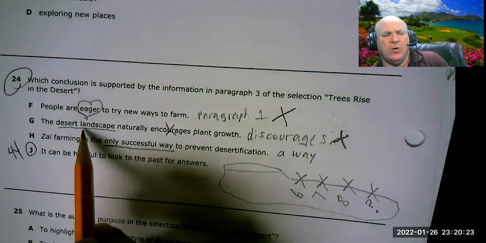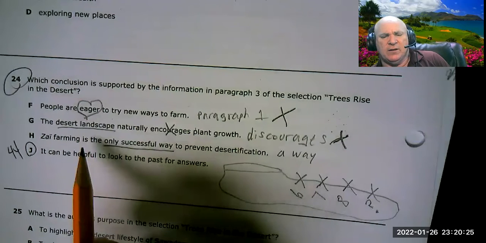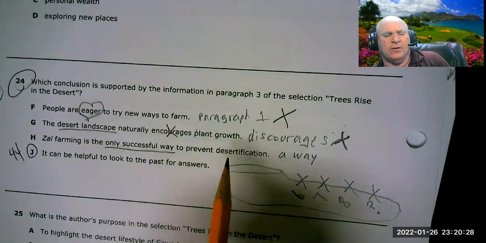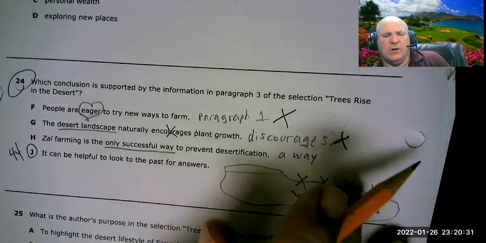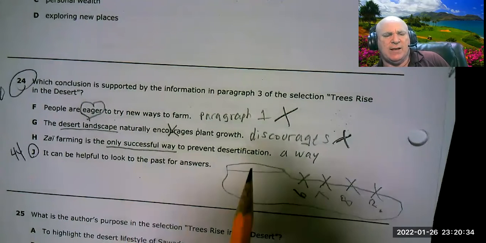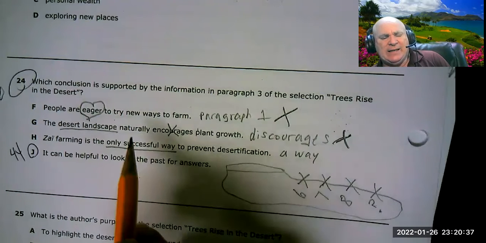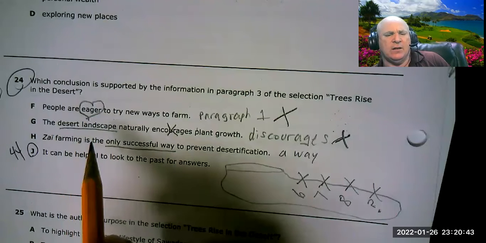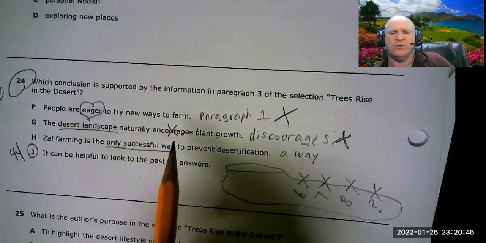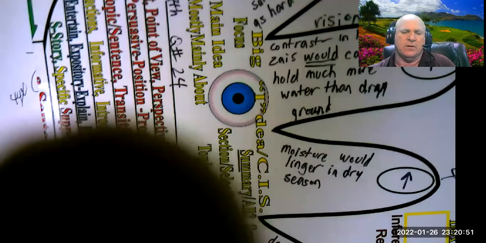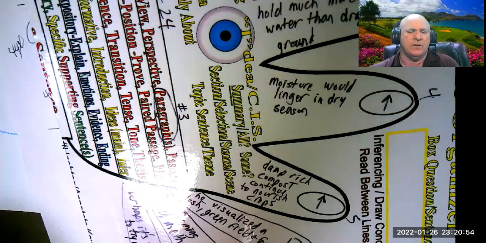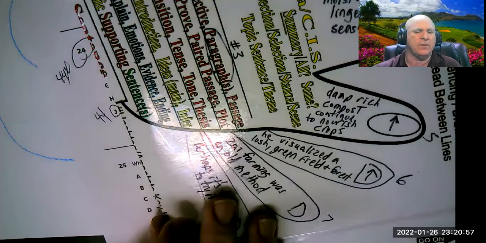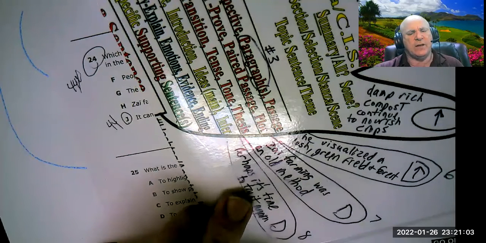Zai farming is the only successful way to prevent desertification. Well, it was a way to use desert to be able to plant. They didn't say it was the only way. He said it in the last two sentences, which are critical to our answer choice. He said, let's take a look, Zai farming was an old method, and perhaps it's time to try it again.